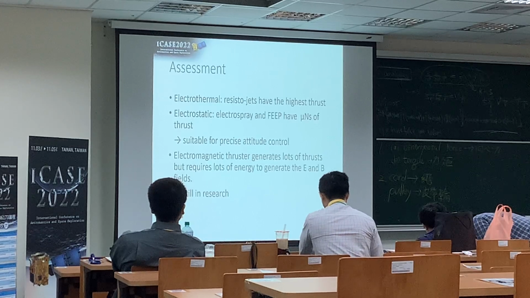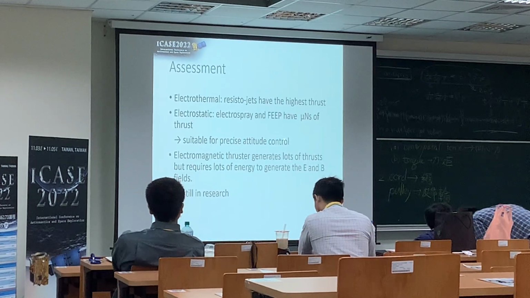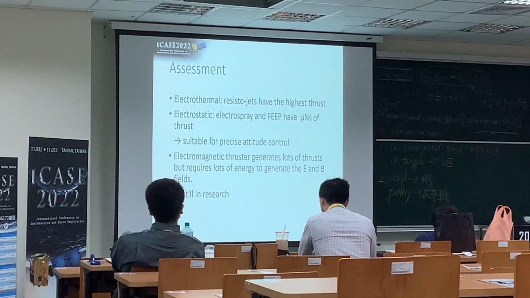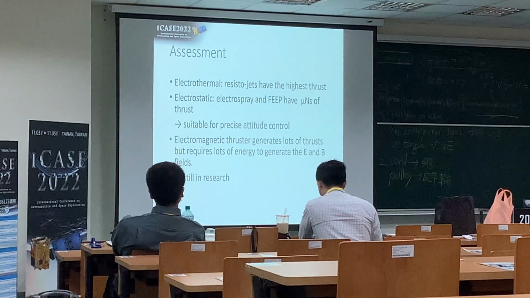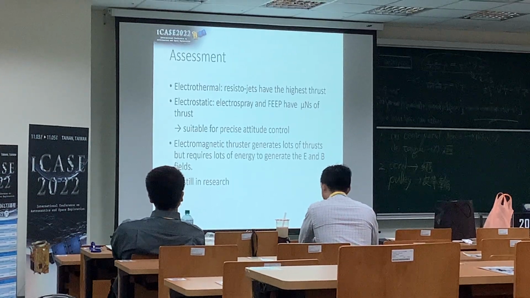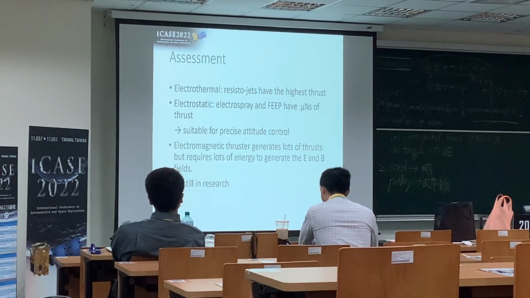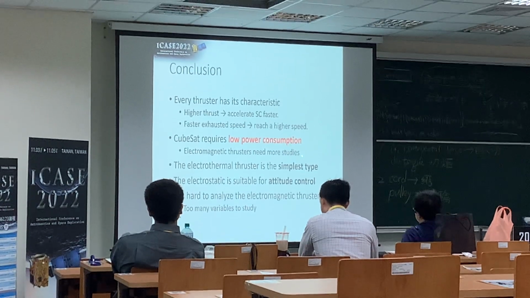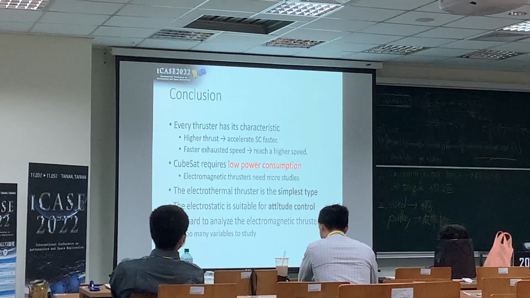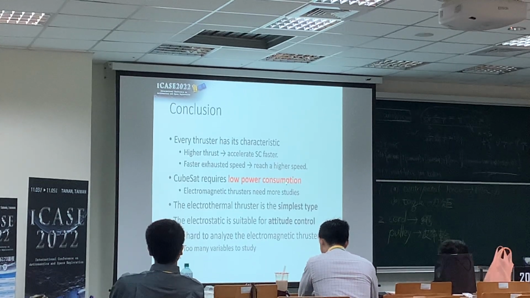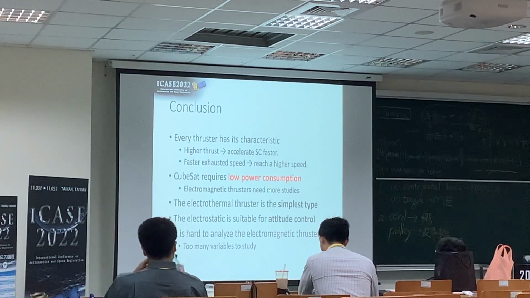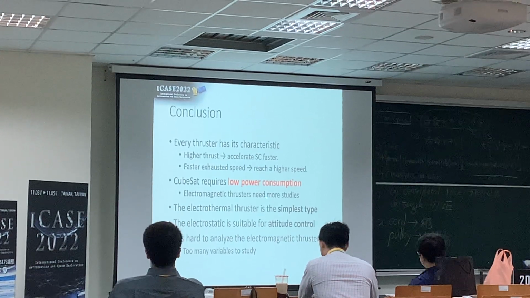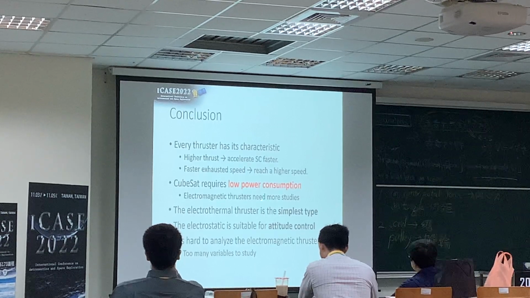Every thruster has its characteristic. Whether it is a good thruster depends on the mission requirements. The higher thrust can accelerate the spacecraft faster, and a higher exhaust speed allows the spacecraft to reach higher speed and delta V. Nevertheless, the main point is CubeSat requires low power consumption. This makes electromagnetic thrusters hard to implement because of its high power consumption. It generates both electrical fields and magnetic fields.